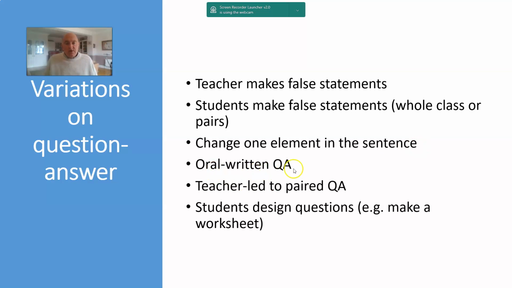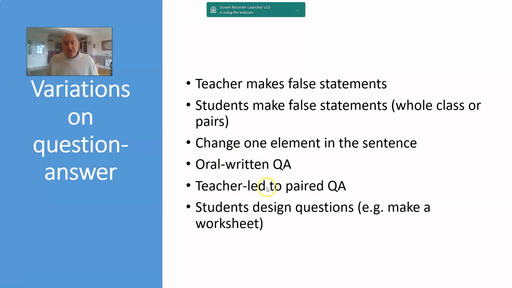Oral question and answer work can work through different modes, so it doesn't have to be just oral questions with oral answers. It could be oral questions with written down answers. And often writing them down could come after a section of the lesson where you've done just the oral work.